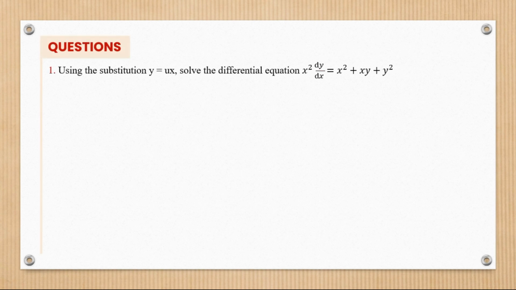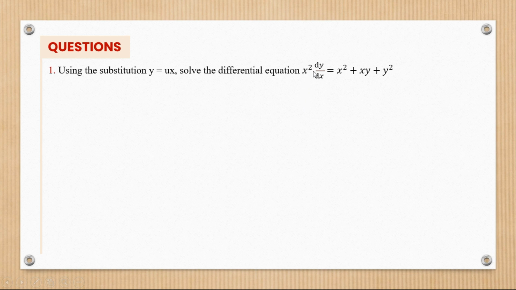So this is going to be example number 1. We're being told, using the substitution y is equal to ux, solve the differential equation x squared dy/dx is equal to x squared plus xy plus y squared. Because we've already been told to use the substitution y is equal to ux, the person setting the question has already told us that this is a homogeneous differential equation. But we can go ahead to test it and confirm.